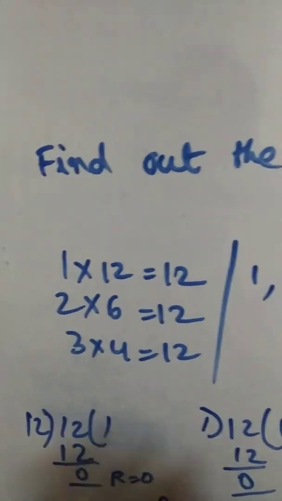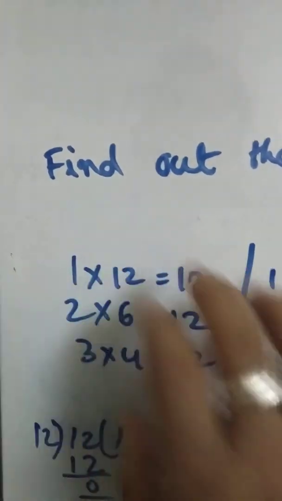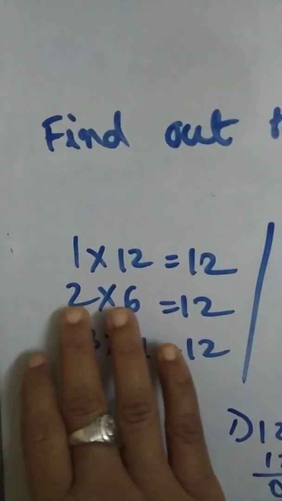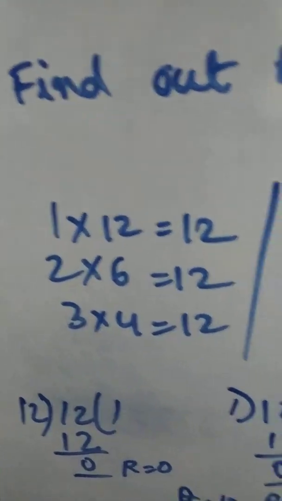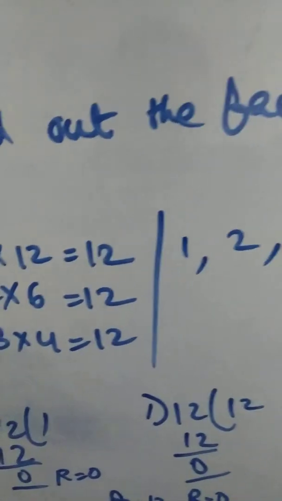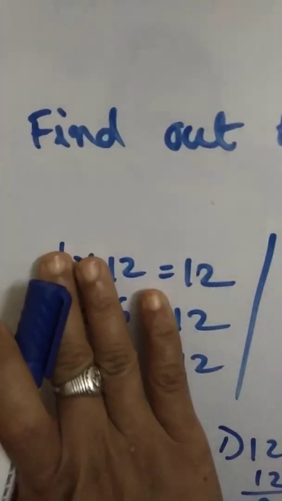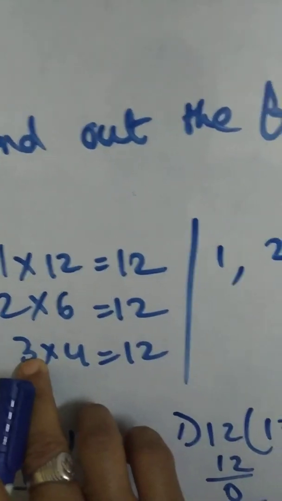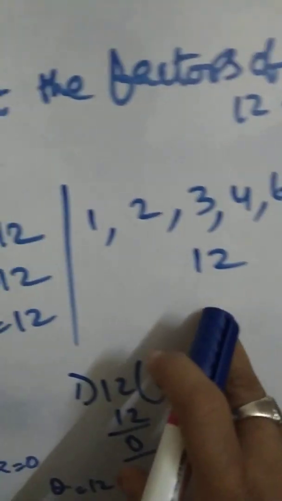First we will see 1 into 12 is equal to 12. We will see the pairs of numbers which we multiply to get the product 12. 1 into 12, 12. Yes. 2 into 6, 12. 3 into 4, 12. So these are the numbers for which we get the product 12. For the remaining numbers, if you multiply, we don't get the answer 12, isn't it? So let us separate these pairs and write here 1, 2, 3, 4, after that 6, 12. These are the factors of 12.